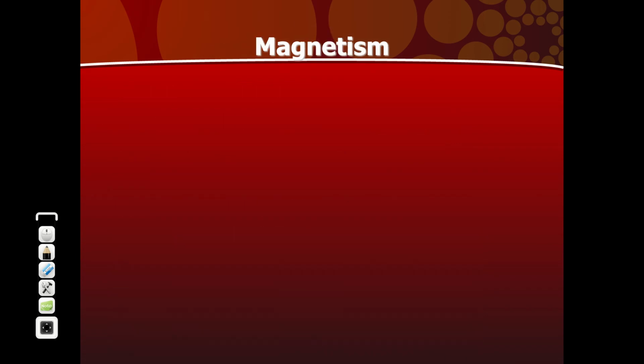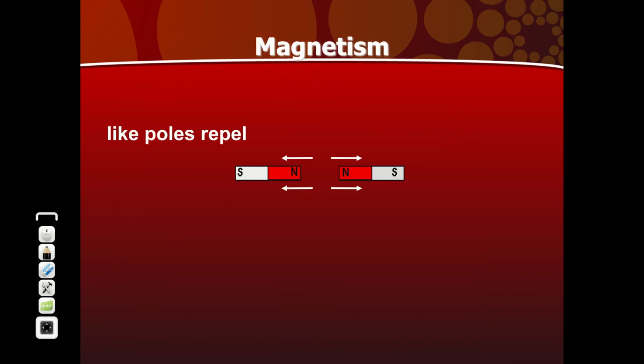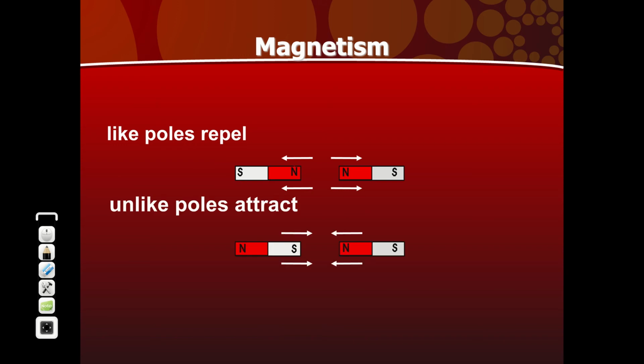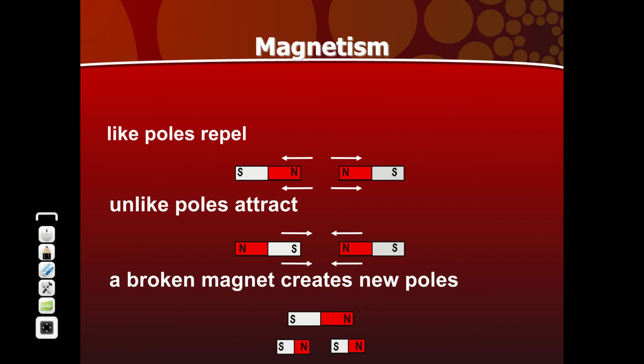When we have these poles, like poles will repel. So north repels north, and south will repel south. They will repel each other. So like poles repel, just like charges repel. Unlike poles attract. North attracts south. So it's the same exact thing as charges.